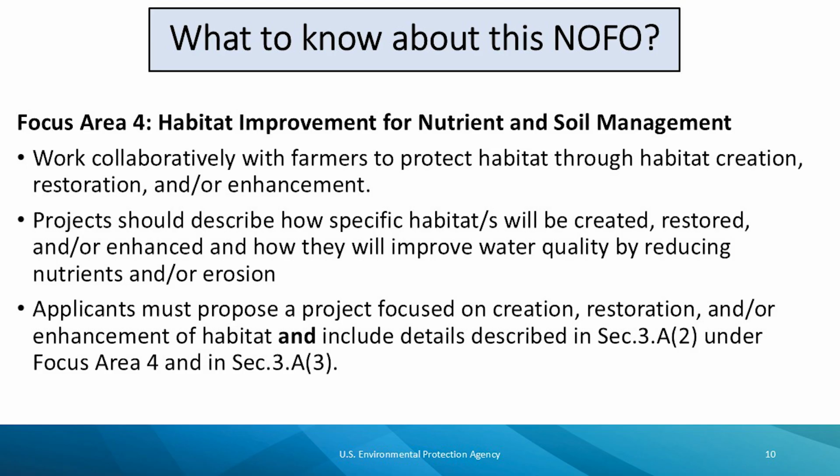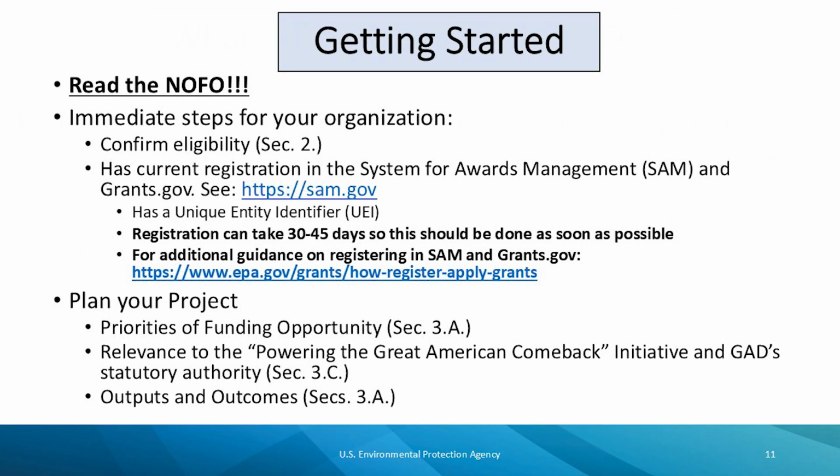farmers in protecting habitat through habitat creation, restoration, and/or enhancement. Projects should describe how specific habitat or habitats will be created, restored, and/or enhanced, and how they will improve water quality by reducing nutrients and/or erosion. Specific details that should be included are described in Section 3A2 under Focus Area 4 and Section 3A3 of the NOFO. Getting started. So where should you start?